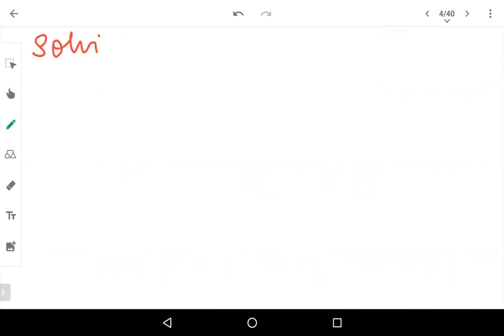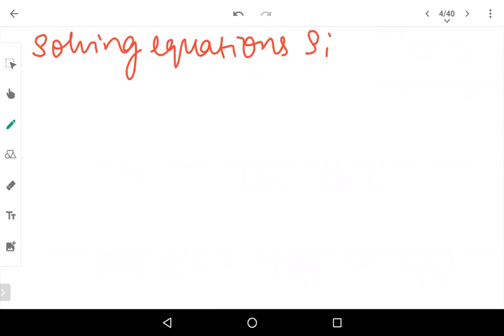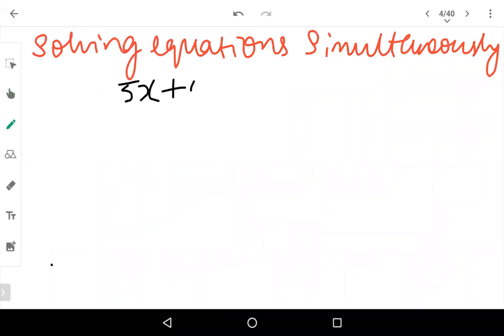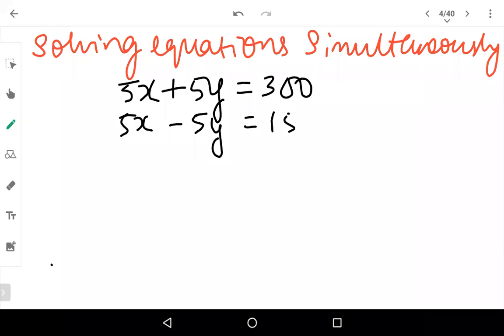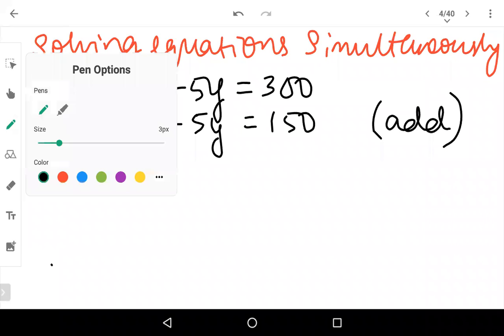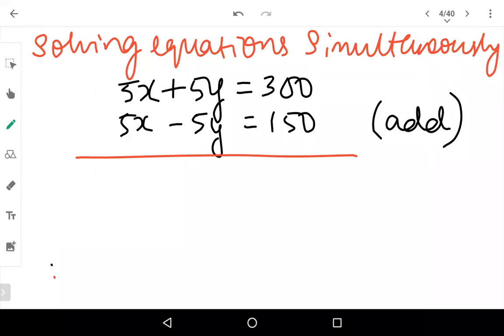Solving equations simultaneously. Okay, solving equations simultaneously. Now here we have two equations. Let us write down both the equations. 5x plus 5y is equal to 300. 5x minus 5y is equal to 150. And we are doing addition. We are not doing subtraction here. Okay. Why? Because we already have plus and minus. So y will get cancelled.